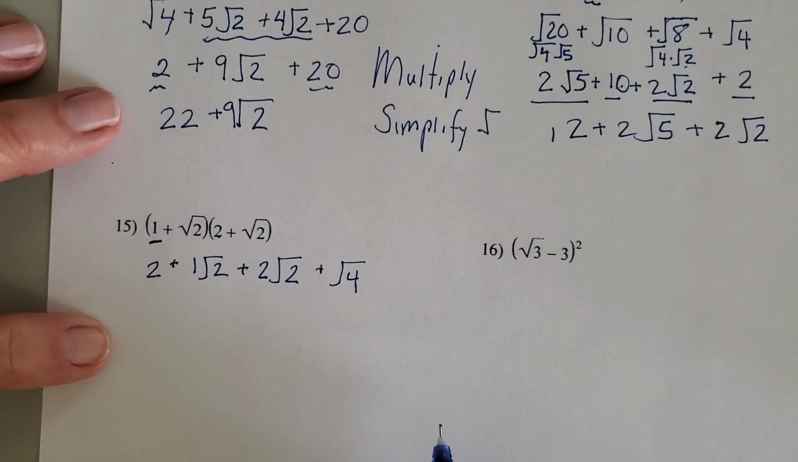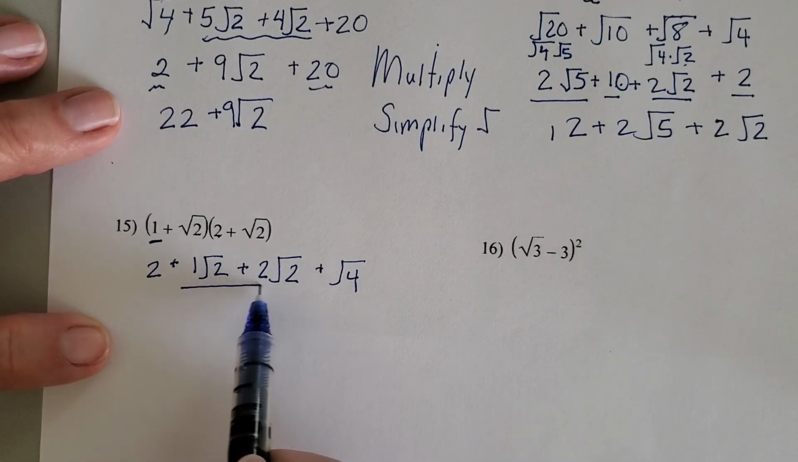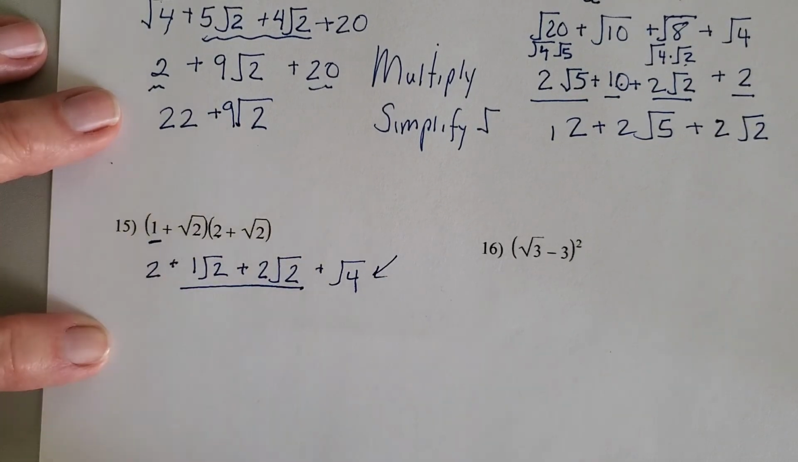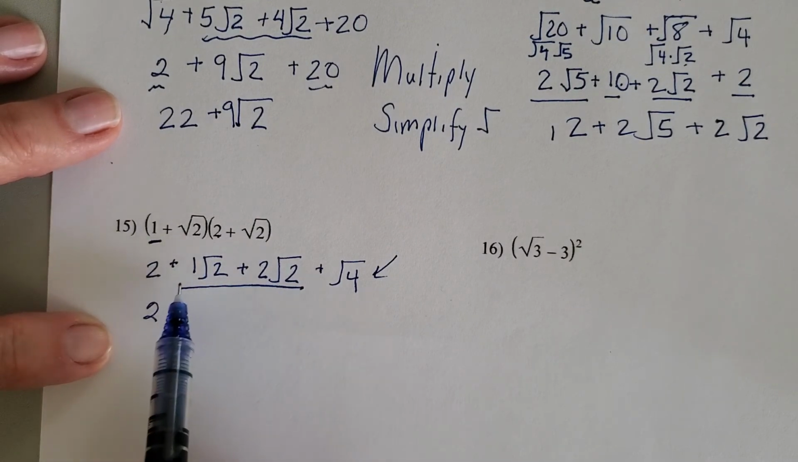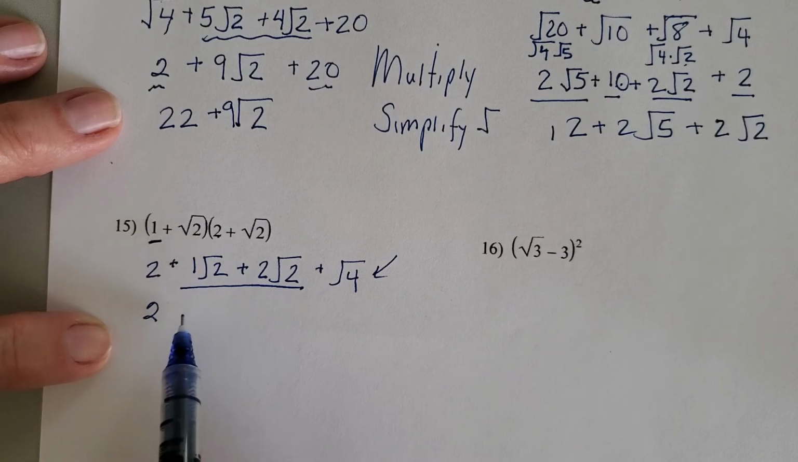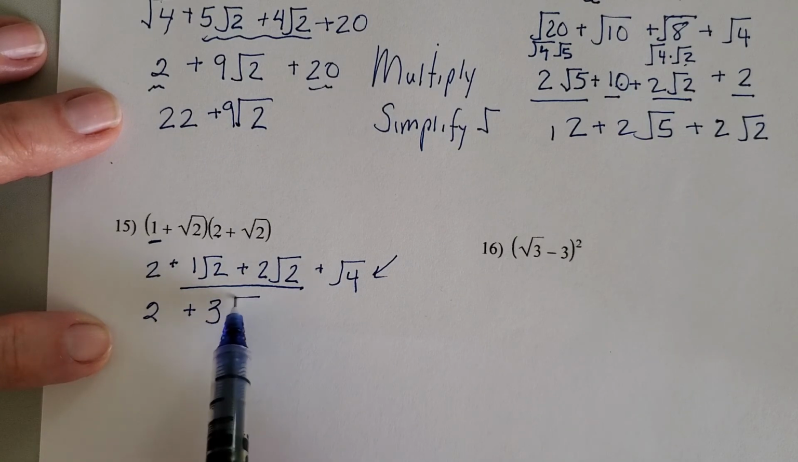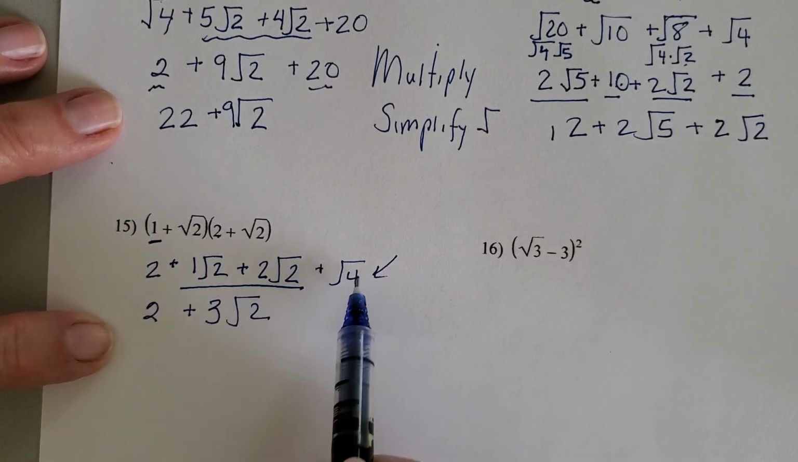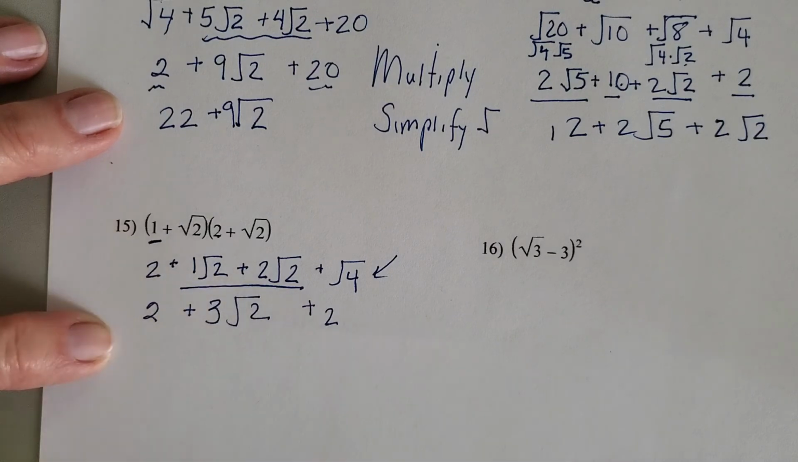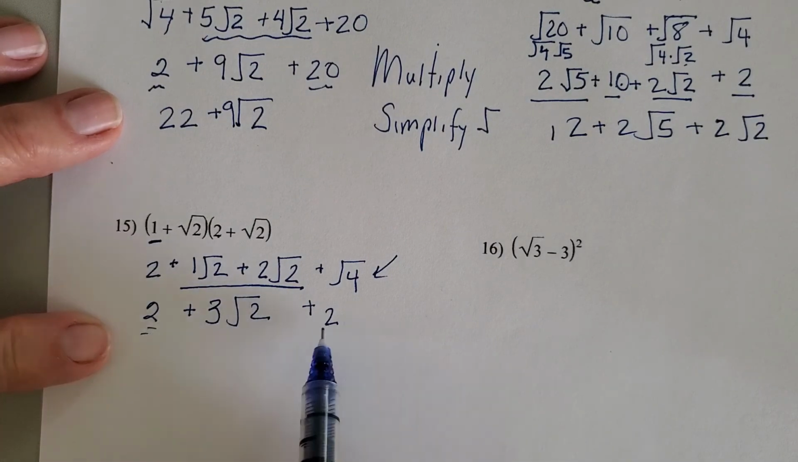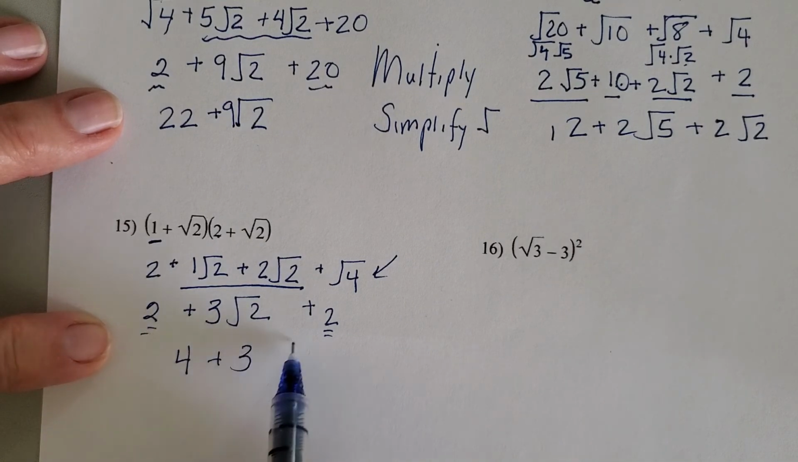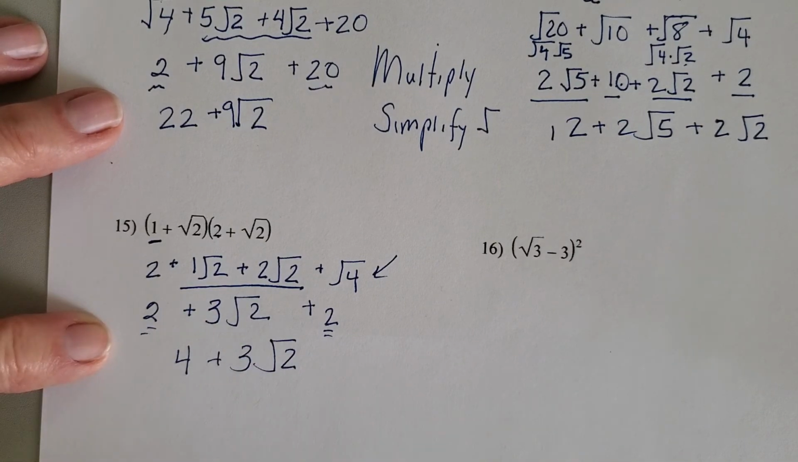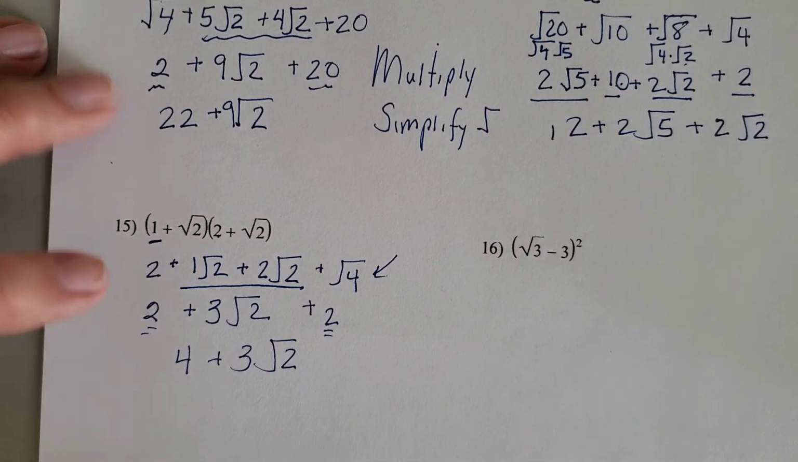What can we simplify? Well, we've got like terms here. Oh, and we have a perfect square here, so let's do that. These are both radical 2, so we have a positive 1 and a positive 2. That's a positive 3 radical 2. Square root of 4 is 2, no radical sign. We've got integers, so we can combine them. And that's what we get.